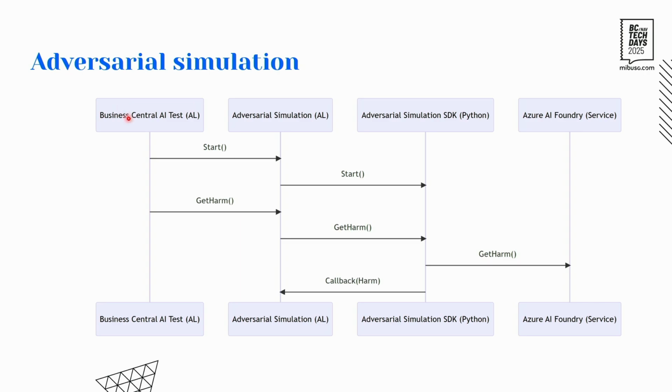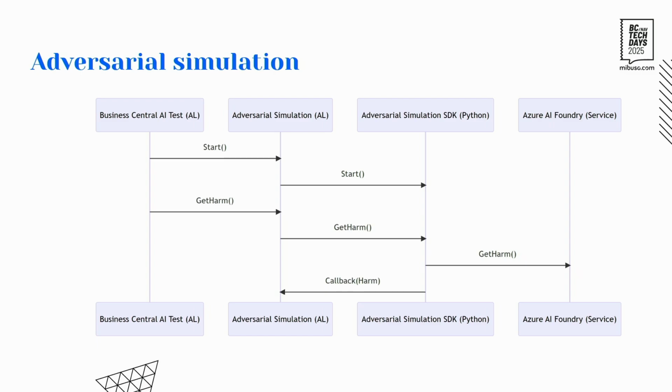I just want to talk about the flow first. I'll show you an app for testing harms in marketing text. It will call start on an adversarial simulation extension or app. That will then use an adversarial simulation SDK, and the loop in the test app will get harms one by one. These are harms that contain harmful contents, and this will eventually get the harm from Azure AI Foundry, following a callback model. So there's no direct REST API, but the marketing text app will get the harm via the adversarial simulation app.